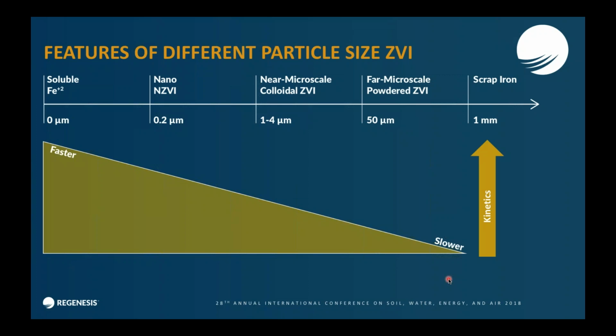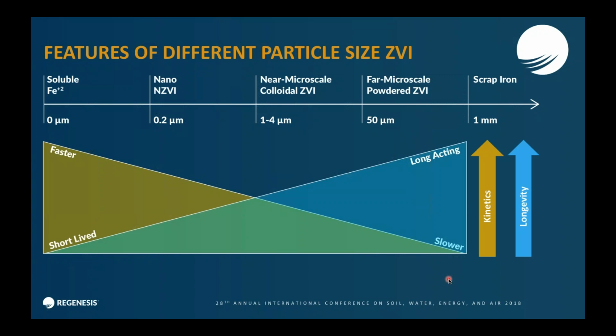So for the ZVI products, NZVI will probably react the most quickly, and the powdered microscale iron will react more slowly. There's another flip side to that: longevity or persistence. Stuff that's more reactive obviously is going to be reacted away more quickly, so it's not going to last as long in the ground. So you might actually have a pretty short-lived remediation program.